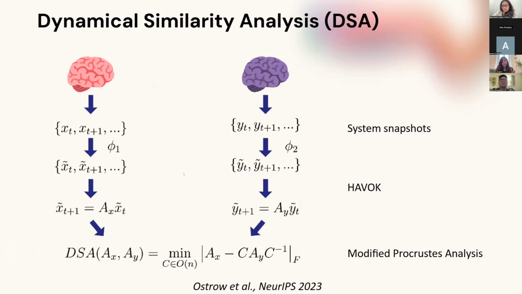So we do that for 2 different systems. We get A_X and A_Y, and we compare them according to what they call a modified Procrustes analysis, which I will also explain briefly.